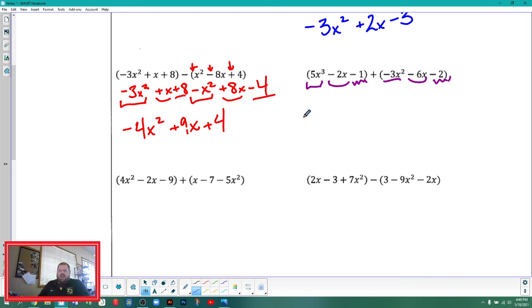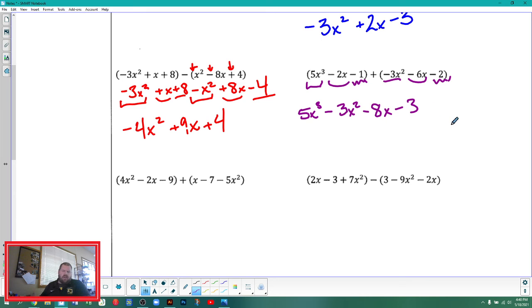Notice this is the only kind of square bracket underline I have, so it's just going to get copied down. Same thing with this one. Minus 3x squared. Negative 2x and negative 6x is a negative 8x. And negative 1 and negative 2 is negative 3.